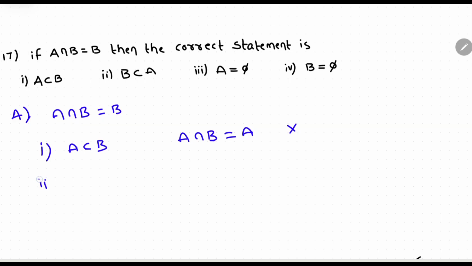Now coming to option 2, B is a part of A. Whenever B is a part of A, A intersection B equals B. So what is common in A and B, sir? That is B, so it will be B.